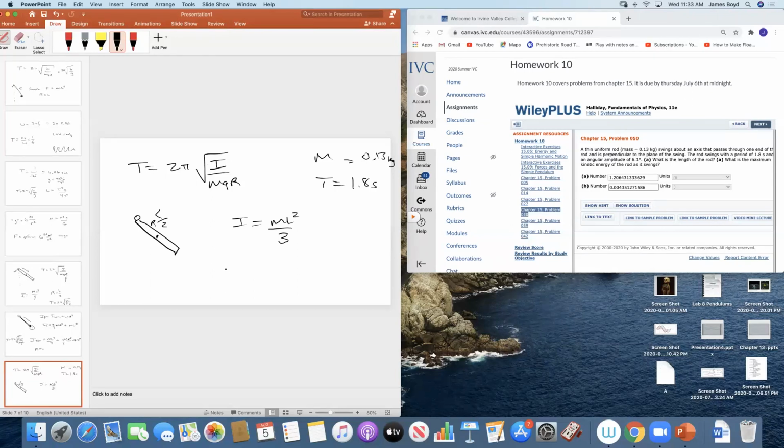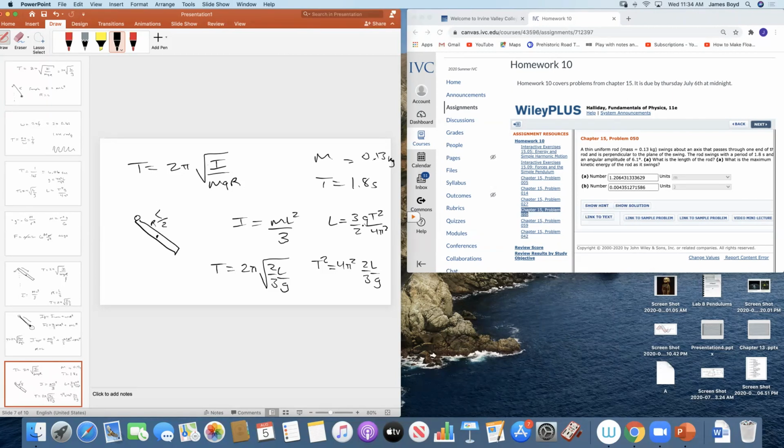If we plug this in, we already know this is 2 pi root of 2/3 L over G. And then they ask, what is L for the rod? Well, if I square this whole thing, I get T squared is equal to 4 pi squared times 2/3 L over G. I can solve this for L, as L is 3 halves G T squared over 4 pi squared, right? So you can get your L there.